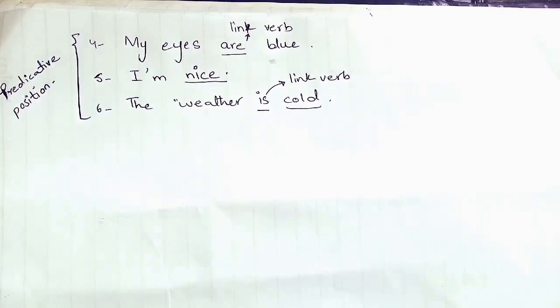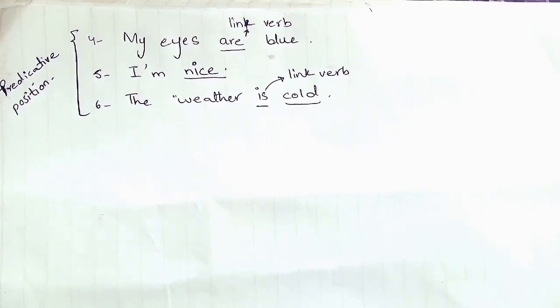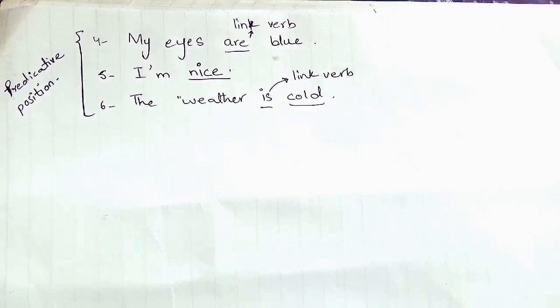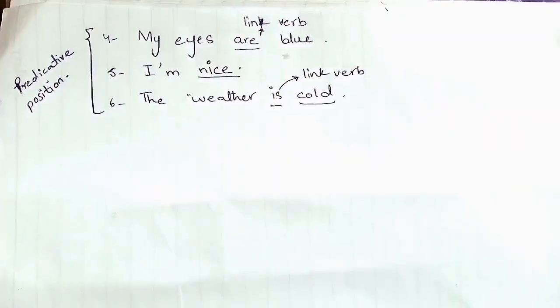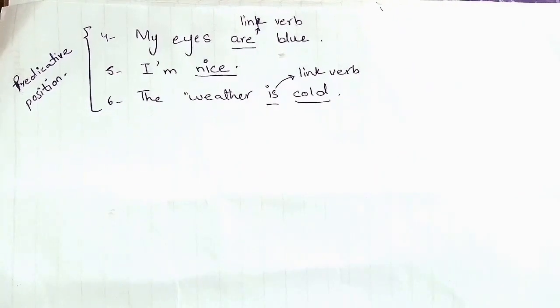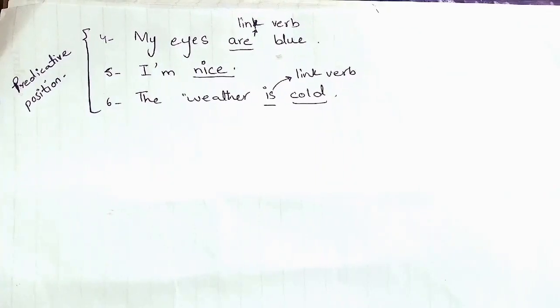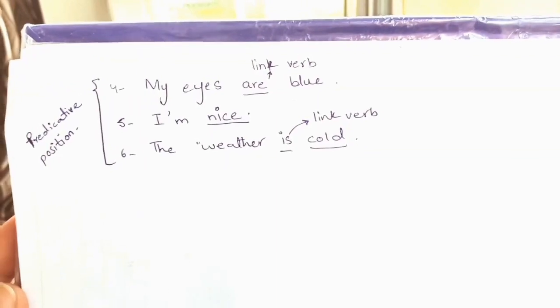The last example is the weather is cold. In this sentence, weather is the noun. And what did you learn about weather? So weather is cold. So cold is an adjective and it is present after a noun. So this will be a predicative position. I hope you understood the lecture.